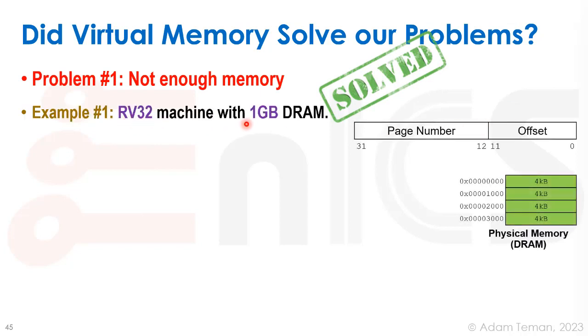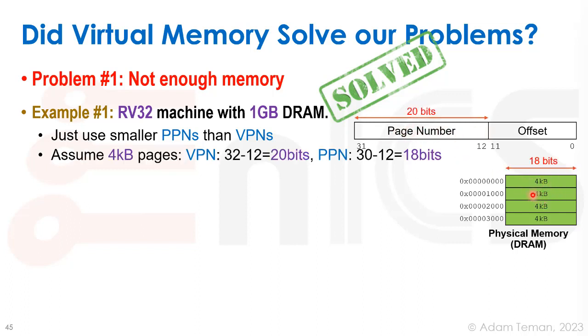We have this RV32 machine with 1 gigabyte of DRAM. So we have a 32-bit virtual address. What we had there was 12 bits of offset and 20 bits of page number. But now we only have 1 gigabyte of DRAM, which is 18 bits of page number. So we'll just use a smaller physical page number. The 20-bit virtual page number will map to an 18-bit physical page number.